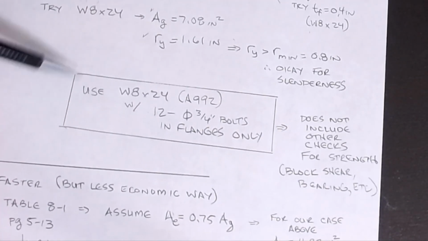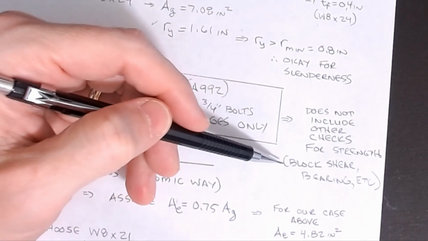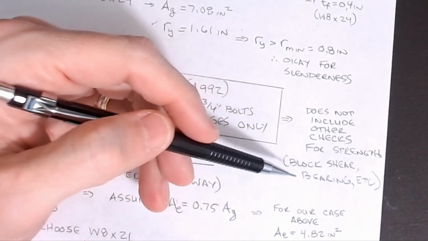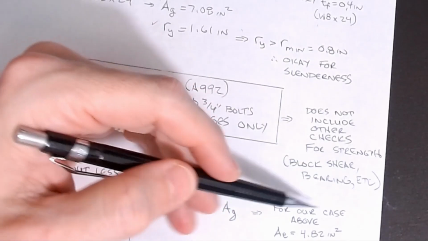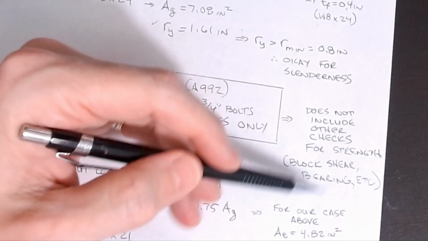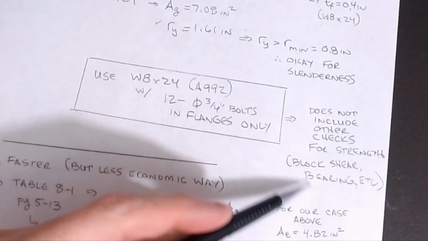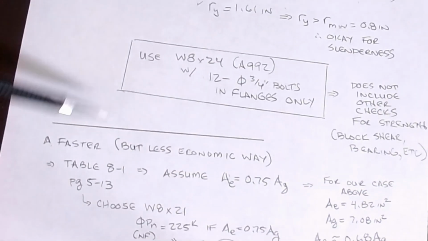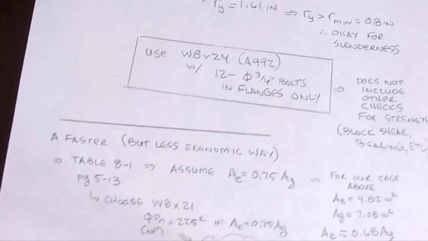Now, again, we have to check other things. This does not include other checks for strength, block shear, bearing, and several others that we'll talk about later in the series. So there are other checks that have to be done, but these are controlled. I can tweak these by changing the spacing of the bolts or the diameter of the bolts. I can change that very, very easily. A half inch change in spacing gives me huge increases in capacities. So these are the two that I've got to get set before I can fix those. So that's what we're doing.